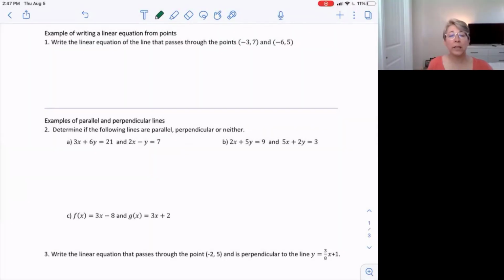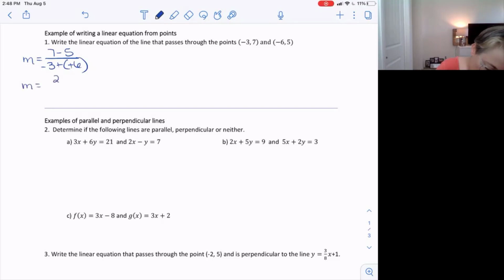So let's review writing linear equations given 2 points on the line. We want to write the linear equation of the line that passes through the points -3,7 and -6,5. Remember, no matter which equation we use, we need the slope. So for the slope, I'm going to subtract my y's. I'm going to start with the 7 this time. 7 minus the 5, those are my y values. -3 minus -6, so that becomes a plus, a positive. So I get a 2 on top and a 3 on the bottom. So we have a slope of 2/3.